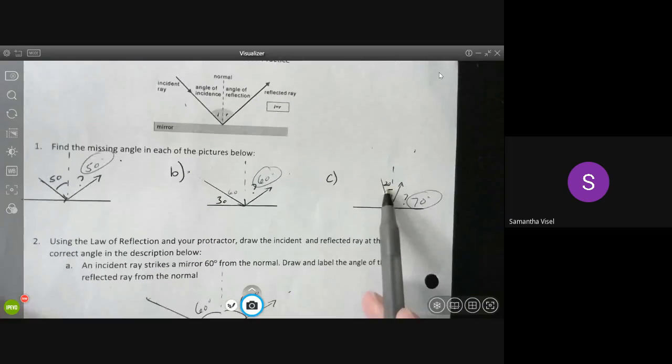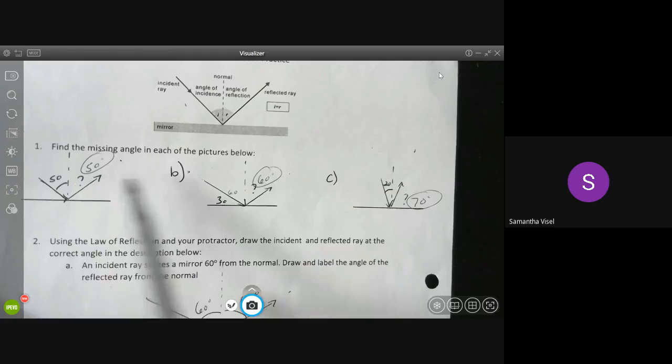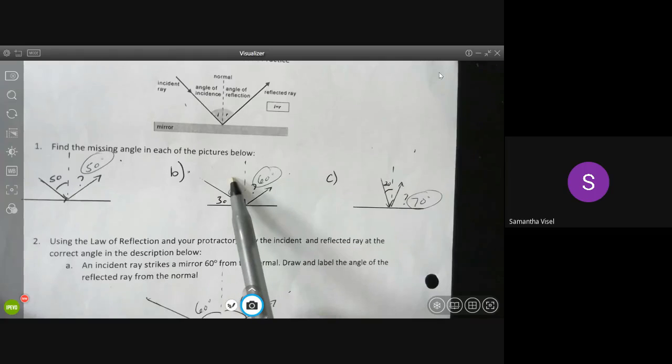Here I know the angle of incidence. I want to figure out the angle between the mirror and the reflected ray. So if the angle of incidence is 20, then the angle of reflection is 20. So I know this part from here to here is 20. All of this equals 90. So I want to know what is the portion that is 90 minus 20. And so that leaves us with 70 degrees. So 1A should be 50, 1B should be 60, and 1C 70.